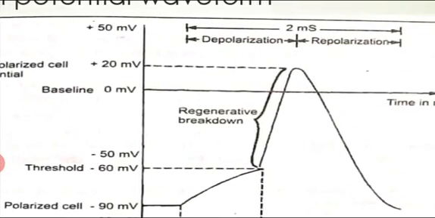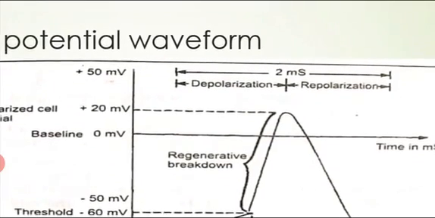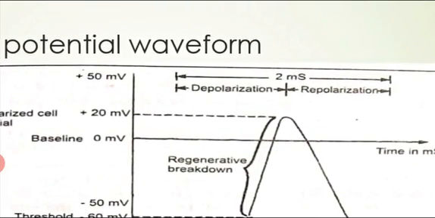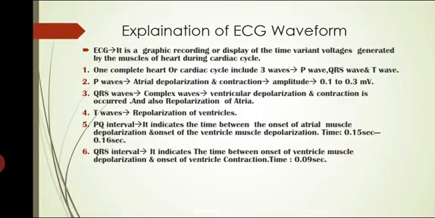Once the potential reaches minus 60 millivolt, the potential continuously increases towards the positive, and it reaches plus 20 millivolt. That is the action potential. It is the electrocardiogram.